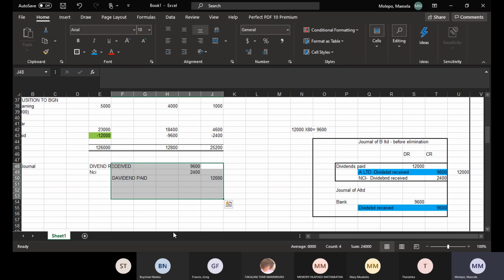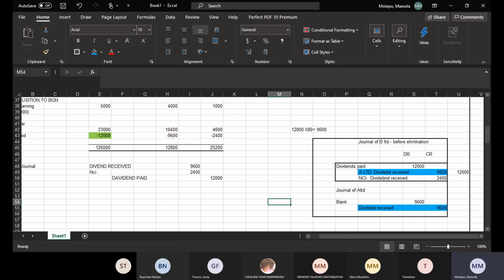Yes. So before you eliminate, it's important to have the journal of how Stan would account for this dividend alone. When I was accounting for this dividend, I would say it's dividend paid, and then the amount on the credit side would be dividend received by you. So now you do the journals on your side because now you want to reverse them. Okay.